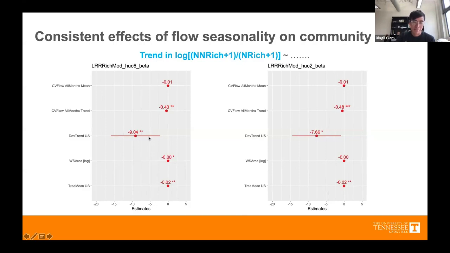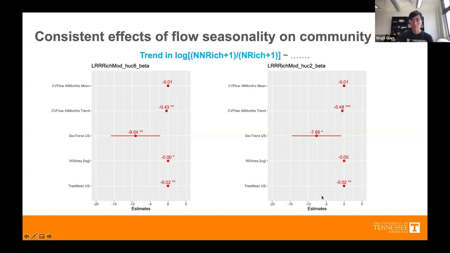There's a weird, unexpected development trend. We can discuss that, but I wouldn't go into it that much. But here you can see that as negative, as significant as development is tree mean. So this is the amount of tree cover in a given site or a different catchment. And for catchments with low tree cover, the trend in non-native richness dominance tends to increase.